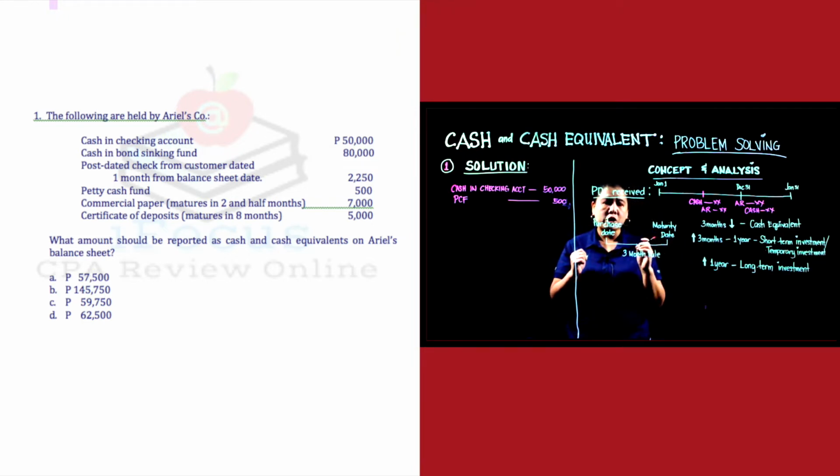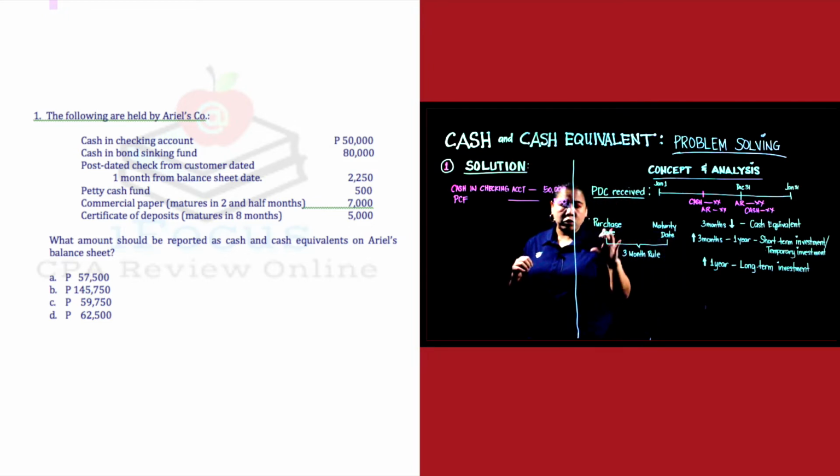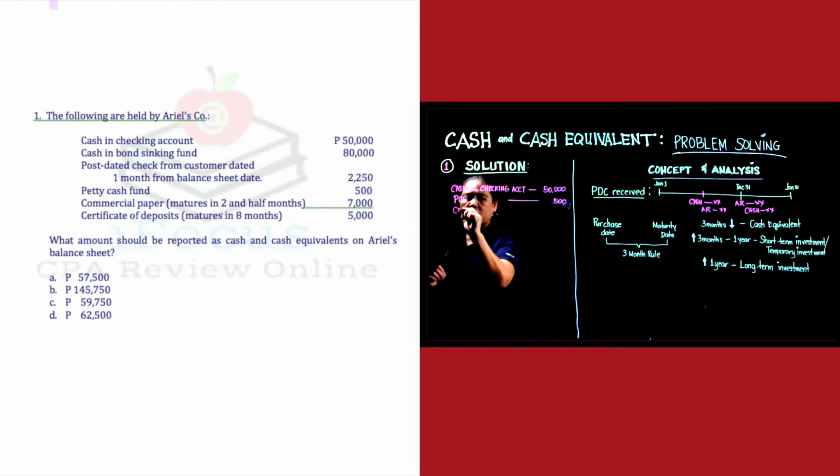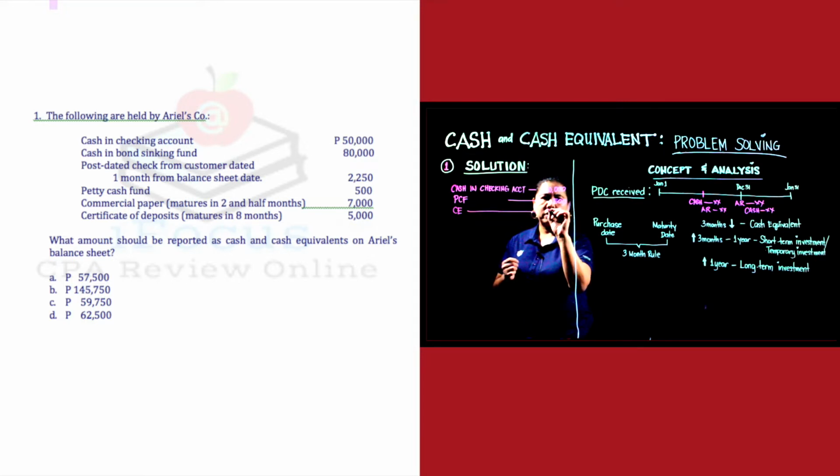Since our commercial paper matures in 2.5 months, pasok siya sa ating 3-month rule. Alright? So, ito kasama siya, which is considered as cash equivalent. Cash equivalent of 7,000. Alright?